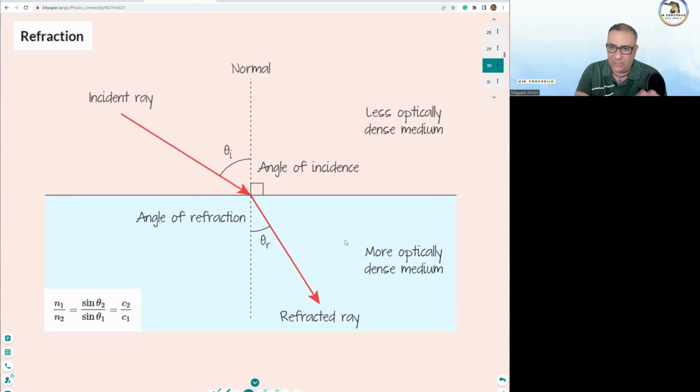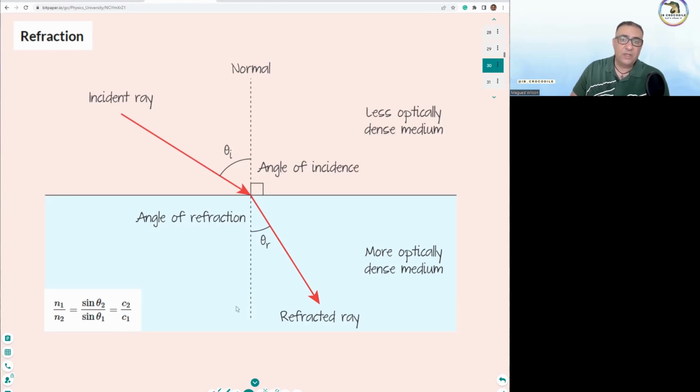Okay, now we talk about light: the speed of light in the second medium versus the speed of light in the first medium, right? When you look at this, seeing that theta 2 here is less than theta 1, c2 also has to be less than c1. So that means when the light slows down, it will refract closer to the normal, according to this formula, according to Snell's law.